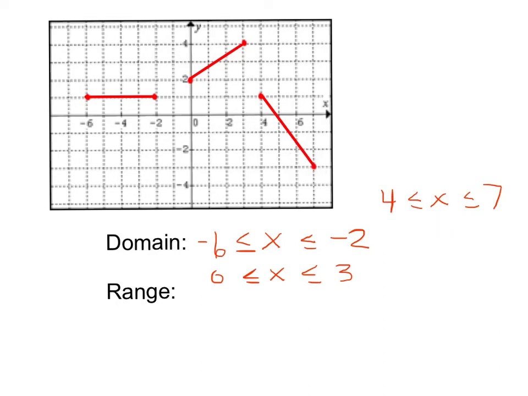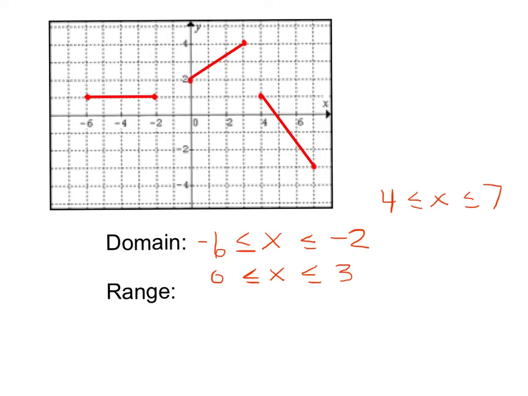And then range is what y can be. So here, on this horizontal line, y equals 1, and that's it. Here, y goes from 2 through 4, so from 2 to 4, that spans. And here, y goes from 1 through -3. So this segment's range is kind of the standalone. From 2 to 4, this segment's the only one that falls in between 2 and 4.